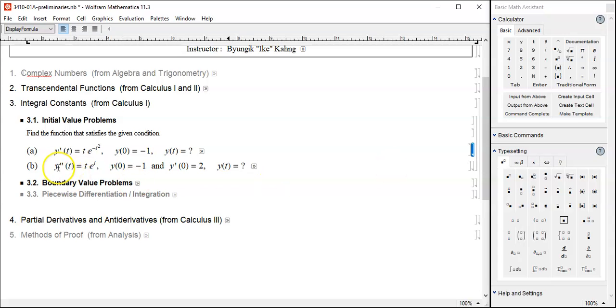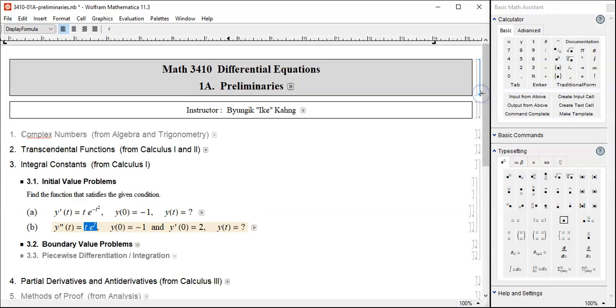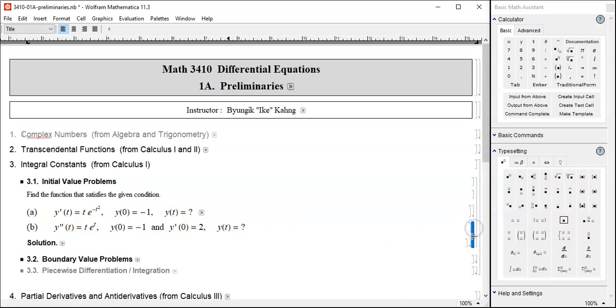Here's another example. This time we have the second derivative equal to something. Again, it's an equation related to derivatives, so it's an example of a differential equation as well. We have two initial conditions, y of 0 and y prime of 0. Is it really necessary? Yes. The second derivative is given, so I have to take the antiderivative twice. Each time I take the antiderivative, we have an integral constant. This is what I'm talking about.